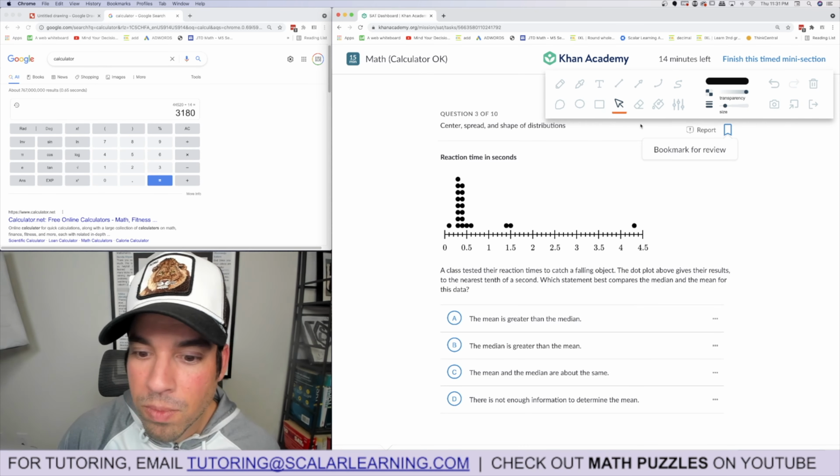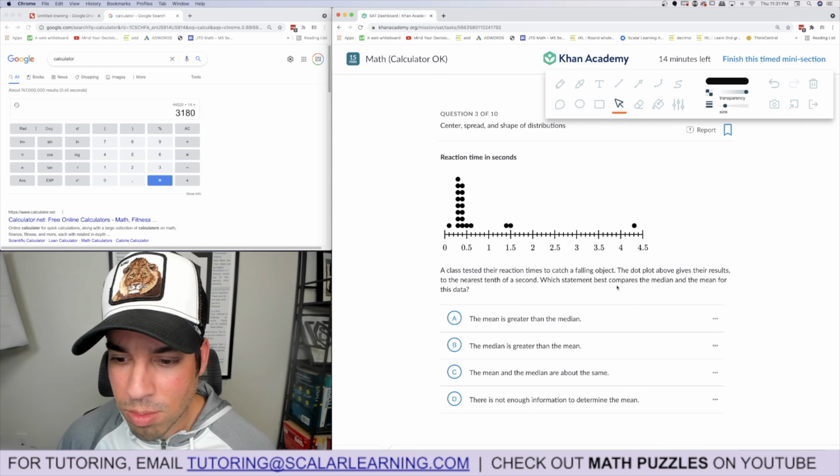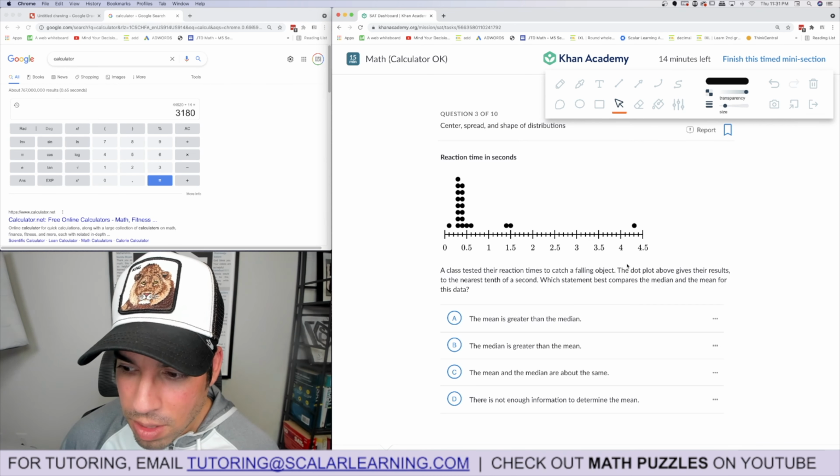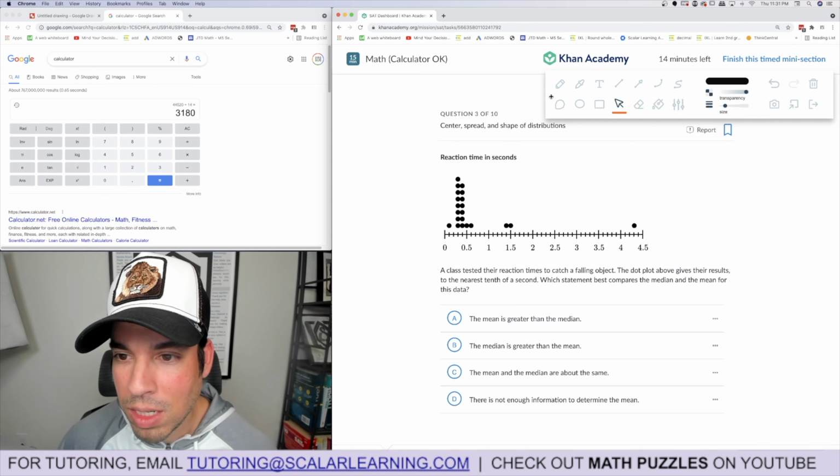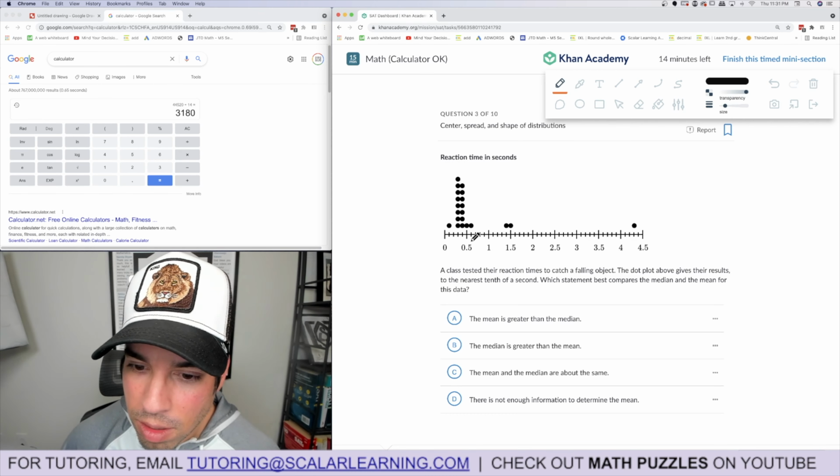Okay, next. A class test of the reaction times to catch a falling object. The dot plot above gives the results to the nearest tenth of a second. Which statement best compares the median and the mean? Got it. Okay. How many people?